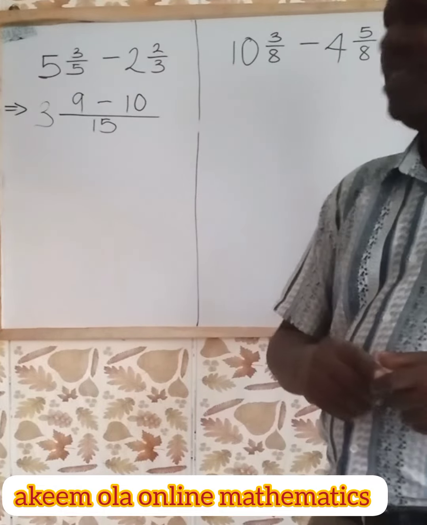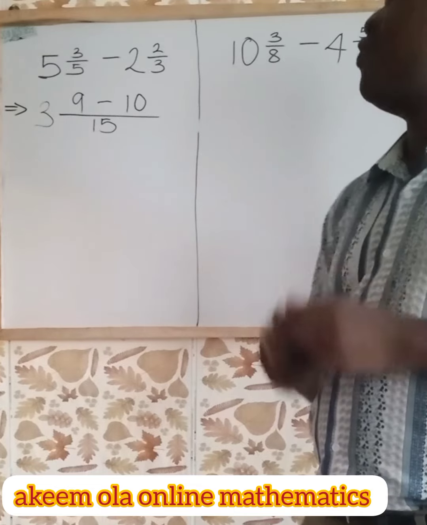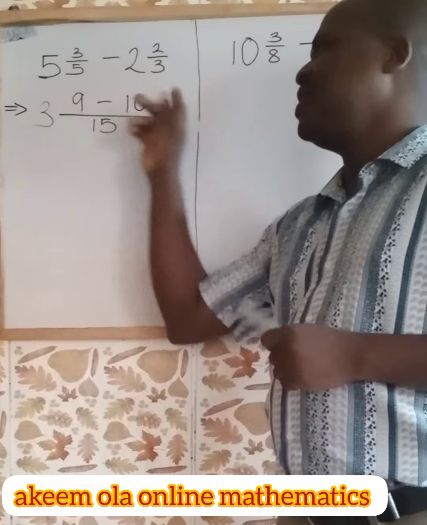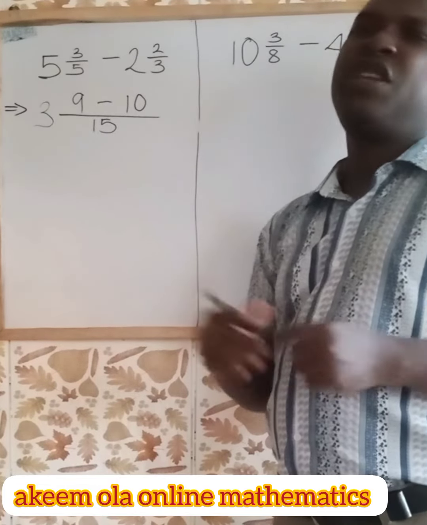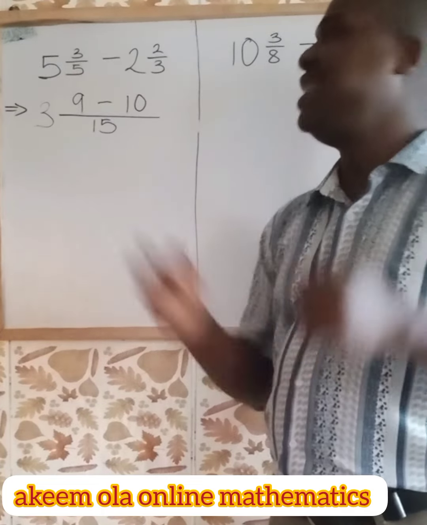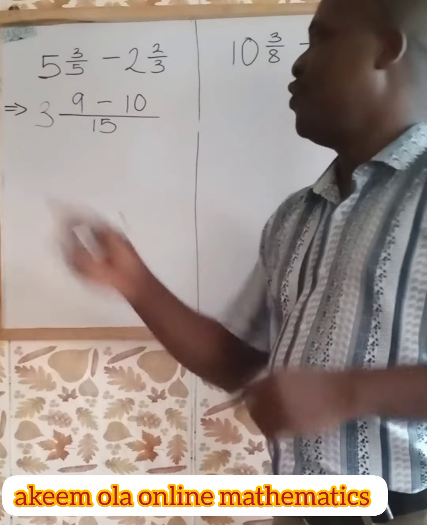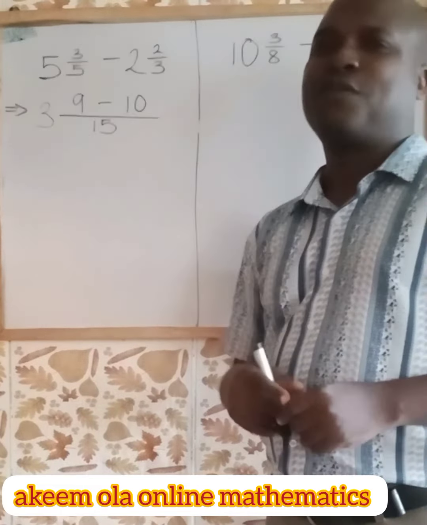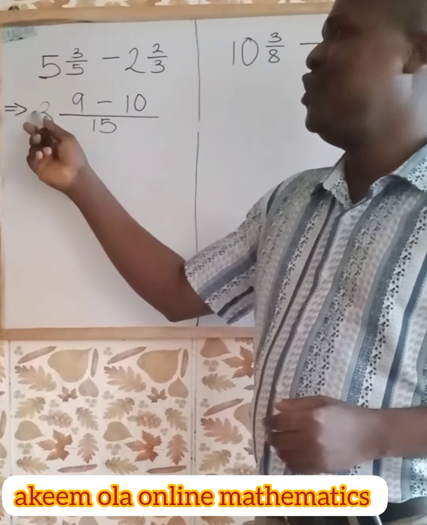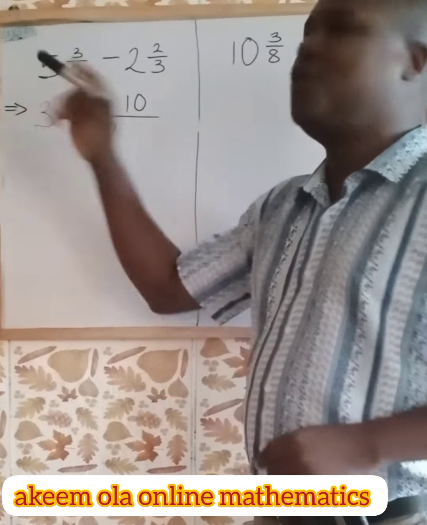As a matter of fact, this is the main reason why I said we should solve this kind of question. Because if you look at this, we have 9 minus 10. 9 minus 10 will give us a negative answer. And normally, we are not expected to get a negative answer in this kind of question because we have a whole number here. What do we do? We are going to borrow from this whole number 3. That means I am going to borrow 1 from this whole number.